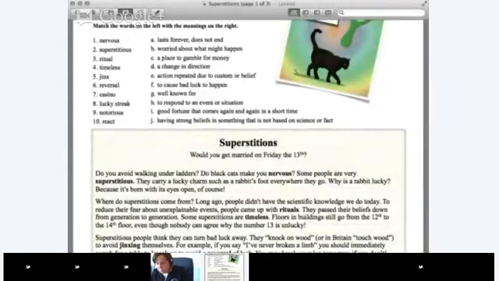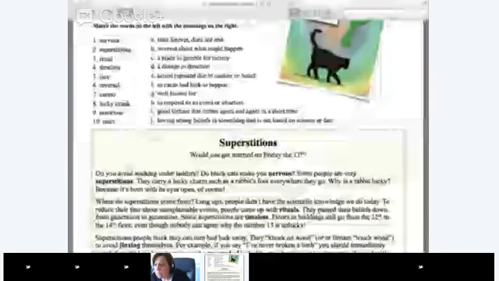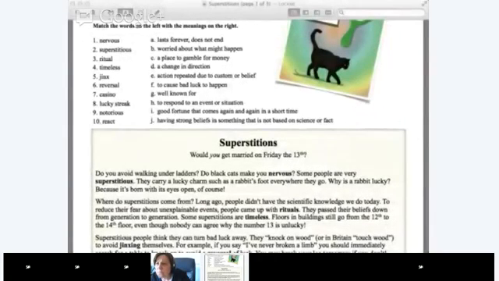Martin, do you have number 2? It's okay if you don't. We can give you another minute. Now I have. Superstitious. Having a strong belief in something that is not based on science or fact. Good. So 2 is J. Ooh, I wrote K. That's my mistake. J. Sorry about that.